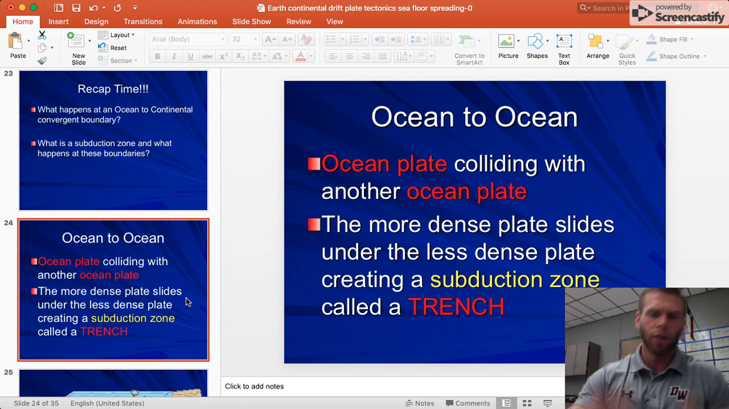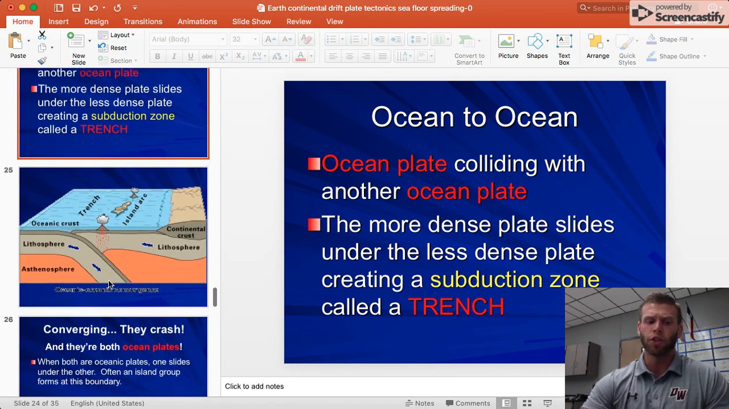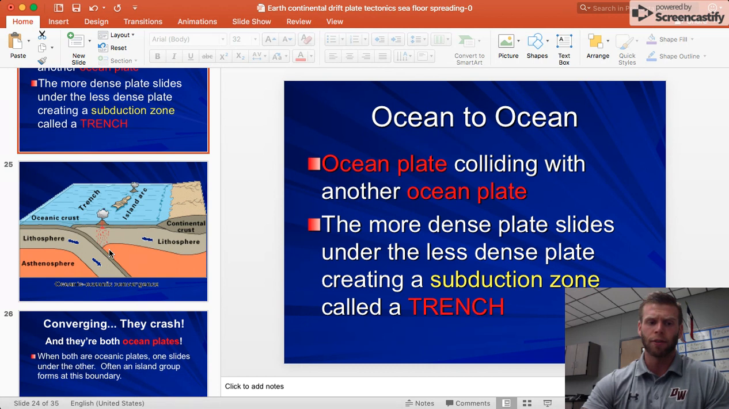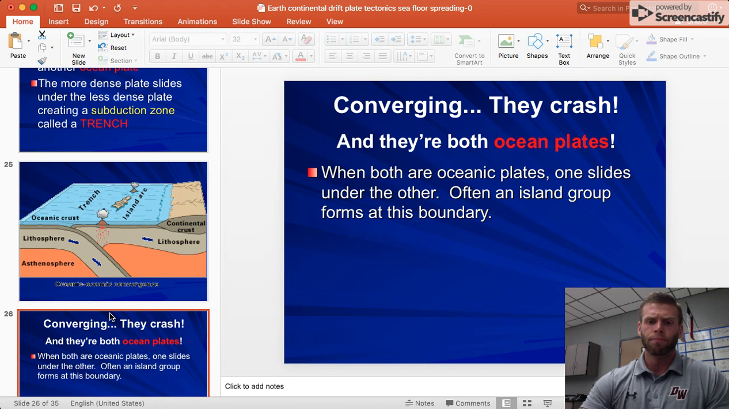All right, so now another convergent that we have is oceanic to oceanic. This happens when two oceanic plates hit. The more dense plate slides underneath, and again, this creates a subduction zone, but creates what we call a trench. So two oceanic plates coming together. They're converging, they crash. They are both oceanic plates.